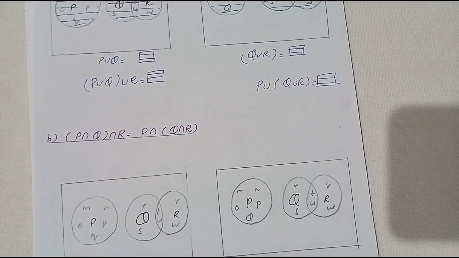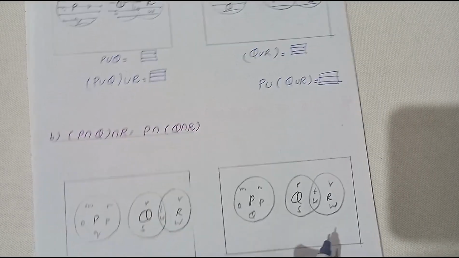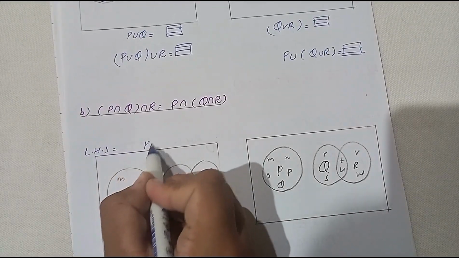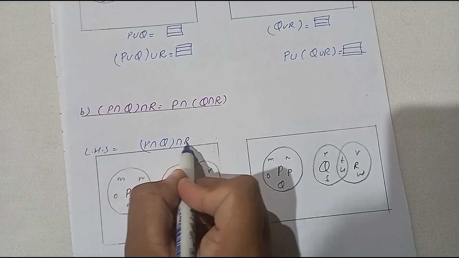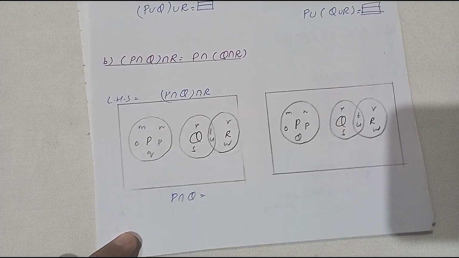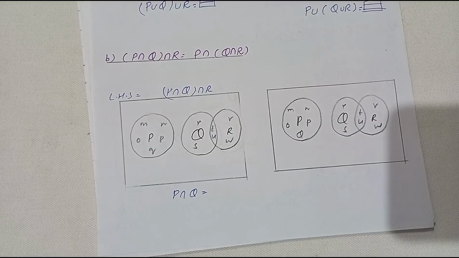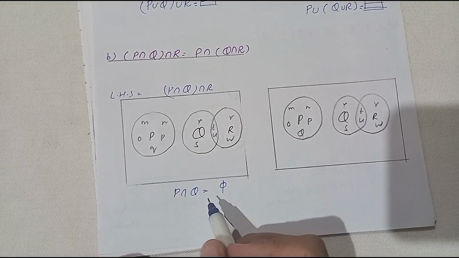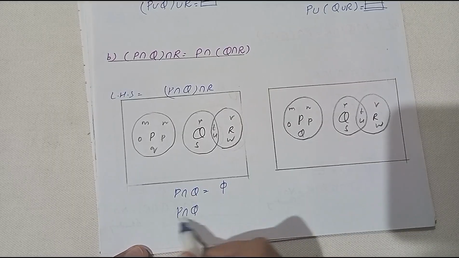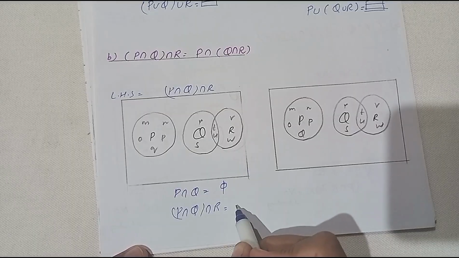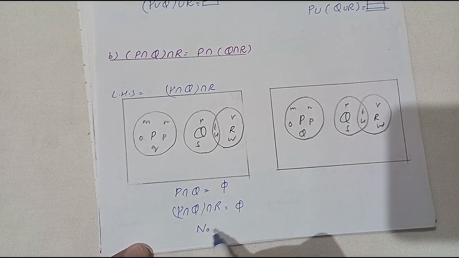Now we prove the associative law of intersection on these P, Q, R sets. So first we shaded the left hand side, that equals P intersection Q intersection R. First we shaded the P intersection Q part, the common part of P and Q. Since P and Q are not overlapping sets, the common part is a phi set, so there is no shading. And P intersection Q intersection R, the intersection of phi and the R set, is also a phi set, so there is no shading.